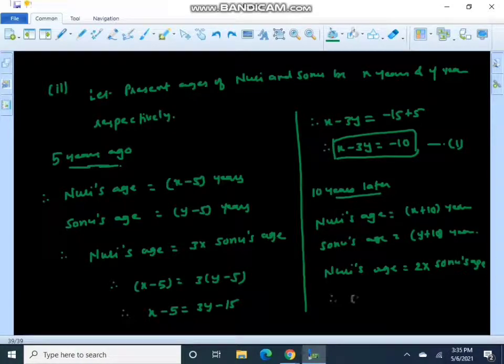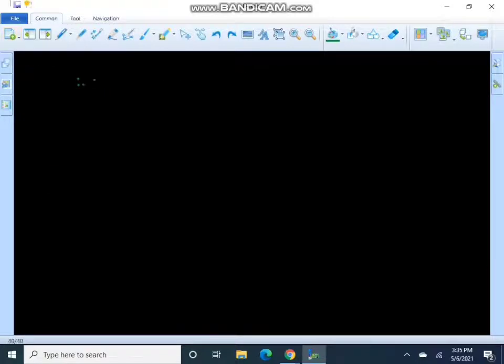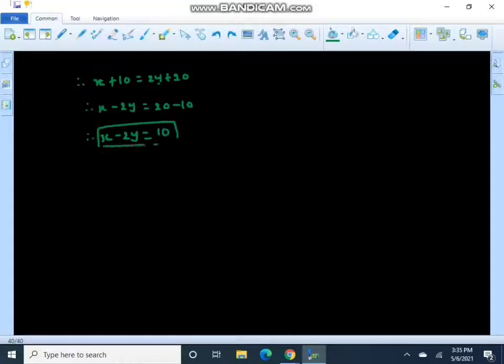And therefore Nuri's x plus 10 is equal to 2 into y plus 10, and therefore x plus 10 is equal to 2y plus 20. Therefore, x minus 2y is equal to 20 minus 10. Therefore, x minus 2y is equal to 10. This is the second equation.